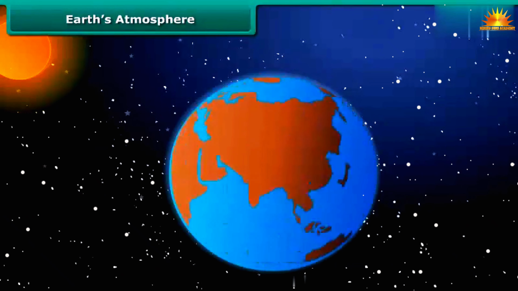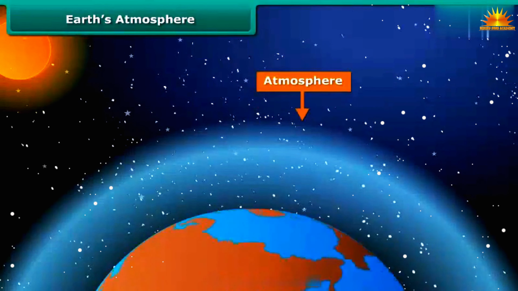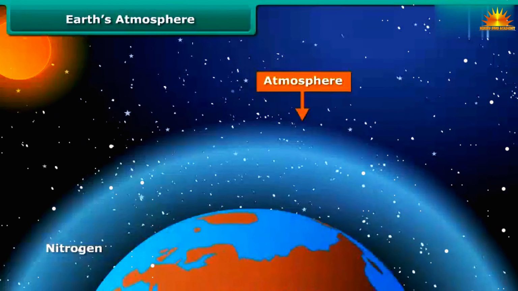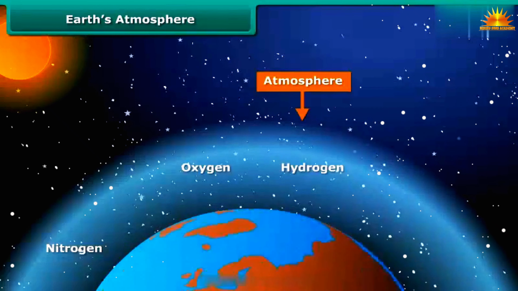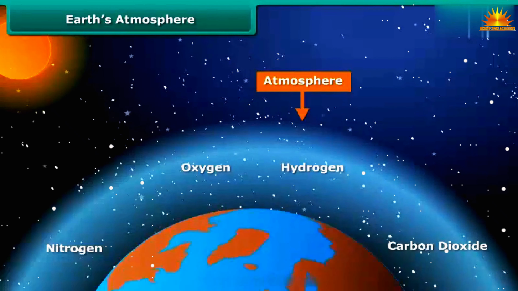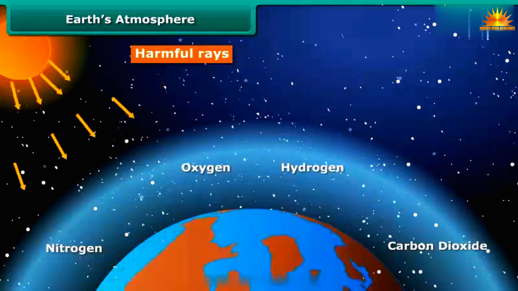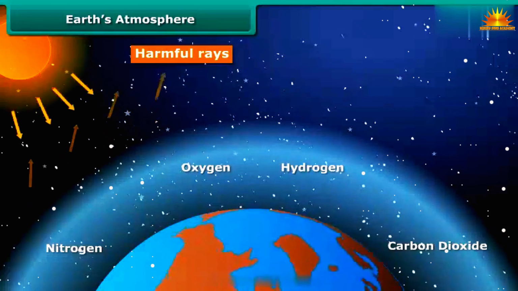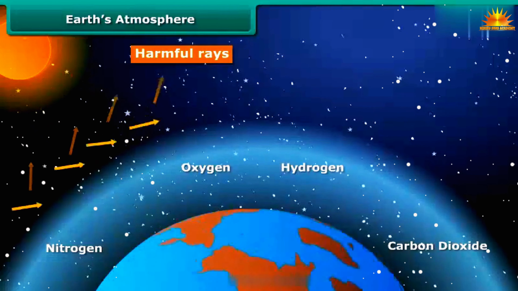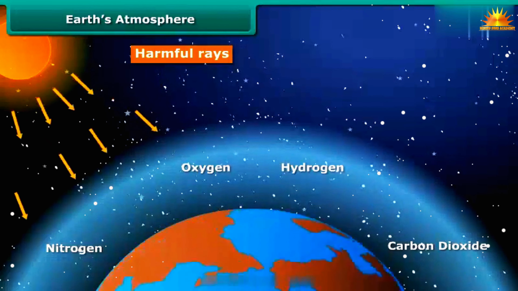Our Earth is surrounded with a blanket of several gases called atmosphere. This atmosphere contains mainly nitrogen, oxygen, hydrogen, and carbon dioxide, along with some other gases. The atmosphere protects us from some harmful rays that can come from the sun. Atmosphere plays a very important role in regulating the temperature of Earth in order to sustain life on it.